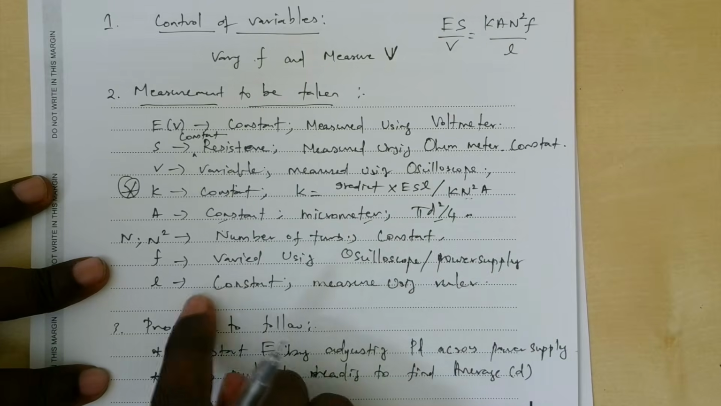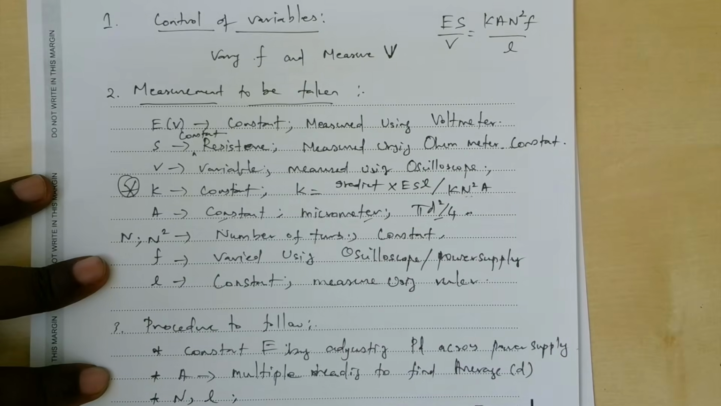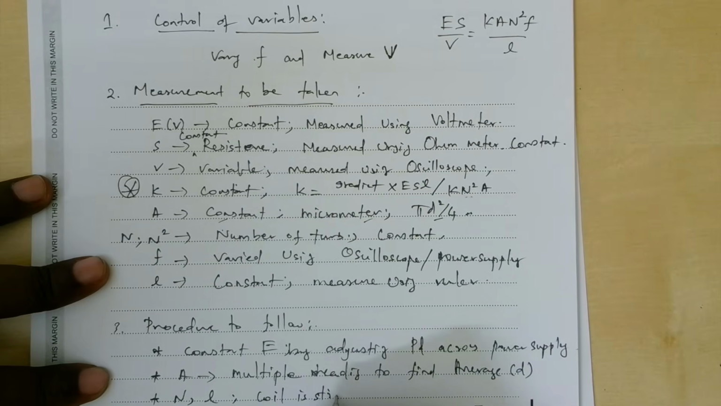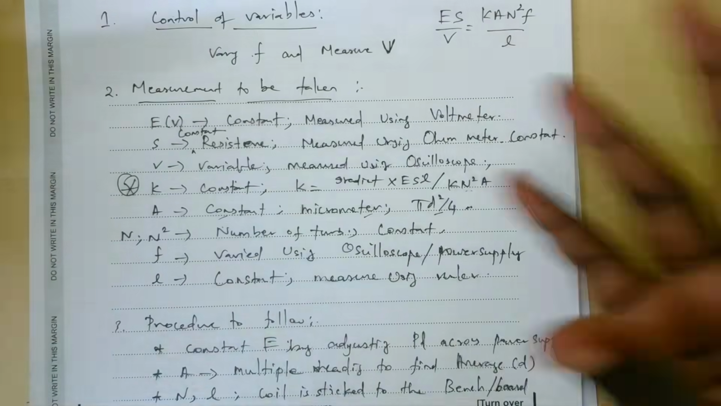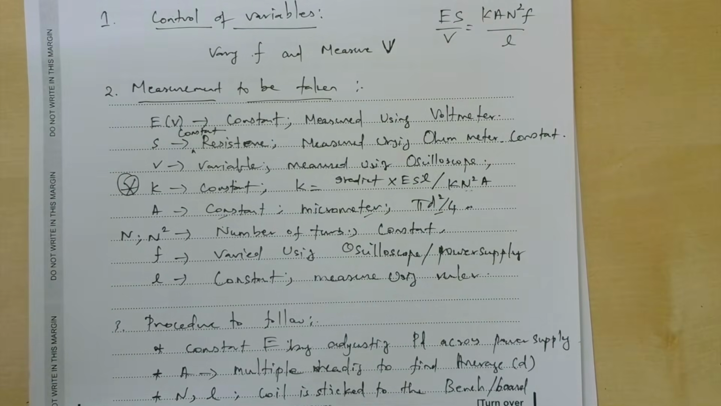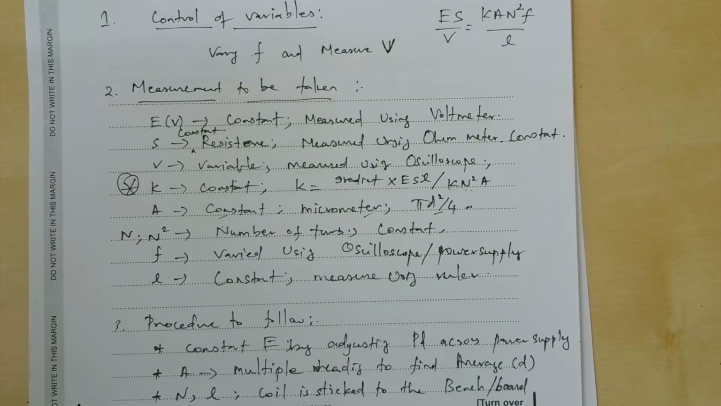So the number of turns N and L we should keep constant, right? L, the length of the coil, should not vary in the middle of the experiment. So you can stick the coil to the bench or a board. Remember when you pass electricity, it will expand or compress, then L will vary. If it varies in the middle of the experiment, will you start again from the beginning? So we need to fix the position to make sure that L is constant.